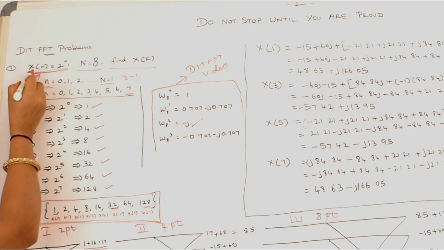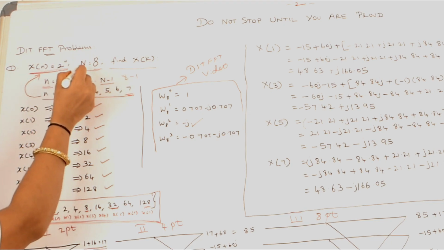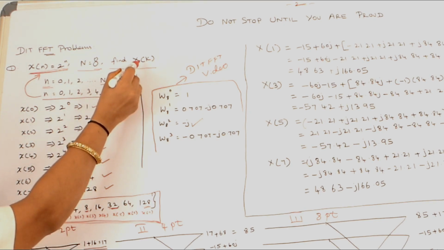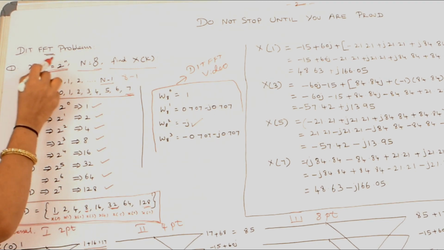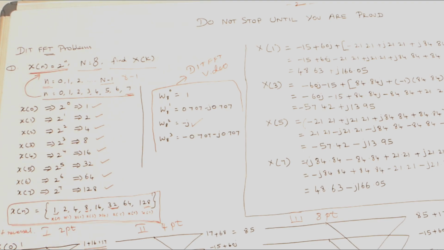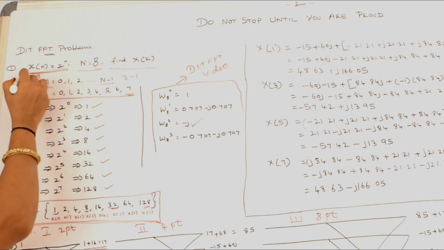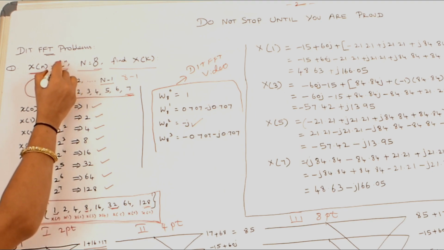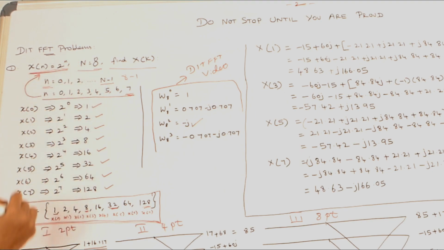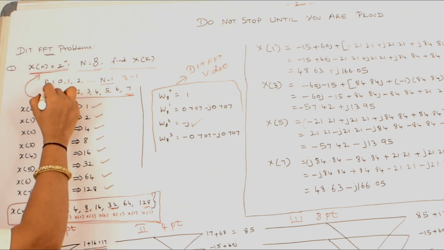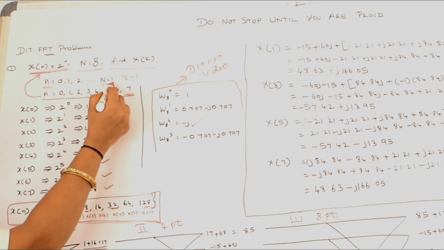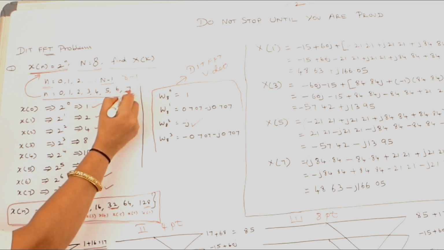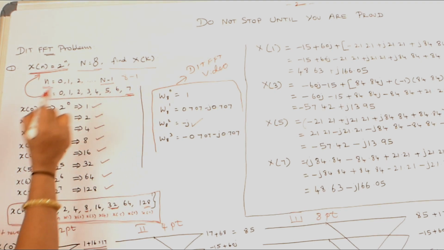Your question is x of n is 2 power n, with N equal to 8, and you have to find X of k. In some other problems, x of n will be directly given as a sequence, but here it is given as a mathematical expression. You have to substitute the values of n to find the x of n sequence. What is the value of n? It varies from 0 to N minus 1. Here N is 8, so 8 minus 1 is 7, and n varies from 0 to 7.